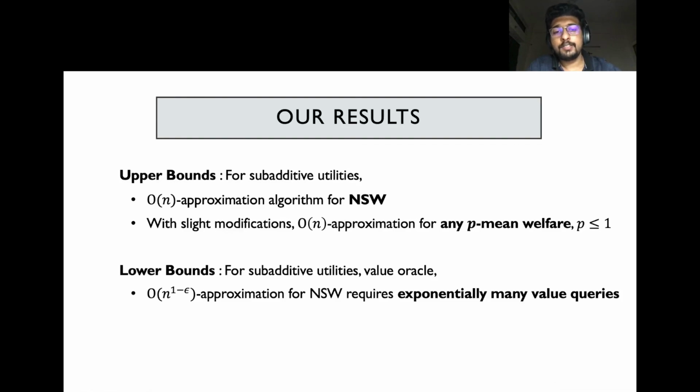To conclude, let's revisit our results again. For subadditive utilities, we provide an order n approximation algorithm for Nash social welfare, and with minor modifications, our techniques extend to give an order n approximation for p-mean welfare for any p at most 1. We also show that the order n is tight for subadditive utilities by showing that it requires exponentially many value queries to improve the approximation even by an epsilon factor. We do this by providing an unconditional query-based lower bound.